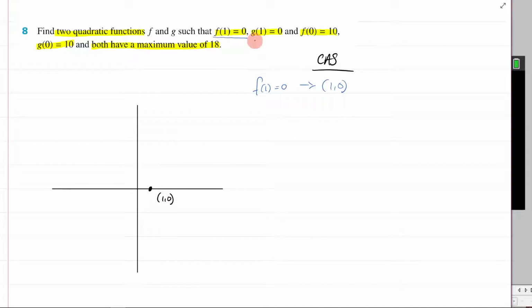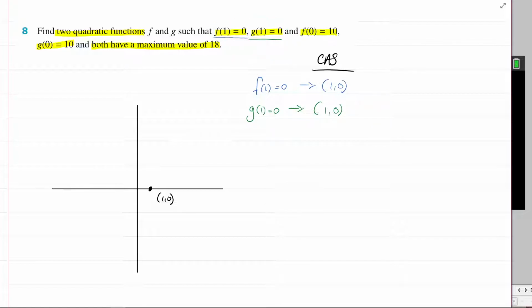We're also told that g of 1 is equal to 0. So g of 1 is equal to 0. What does that mean? That means that when x is 1, y is 0. So would you know, it's the same thing? It's just going through the same point. So that means the function f and the function g have the same x-intercept. That's what that piece of information there is telling me. And now we continue on.